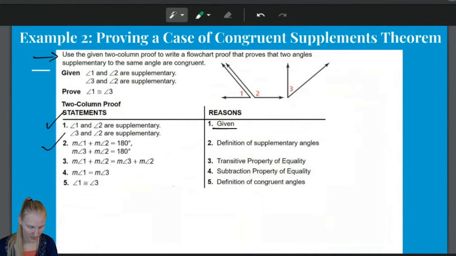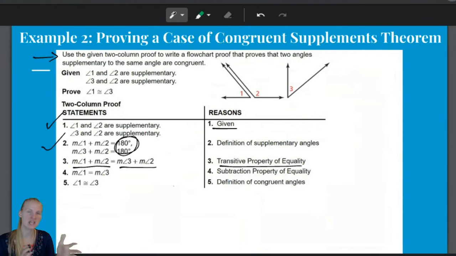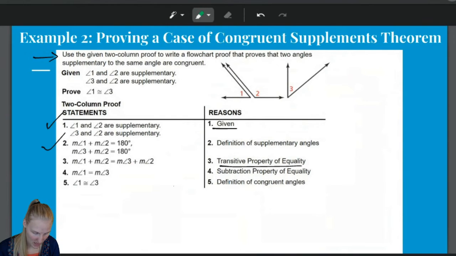Okay, now I have that the measure of angle 1 plus the measure of angle 2 is equal to the measure of angle 3 plus the measure of angle 2 by the transitive property of equality. That's because they're both equal to 180. Let me highlight it for you. Measure of angle 1 plus measure of angle 2 is equal to 180, and the measure of angle 3 plus the measure of angle 2 is also equal to 180. So because both of them are equal to 180, they have to be equal to each other. That is the transitive property of equality. So yes, I understand that step.